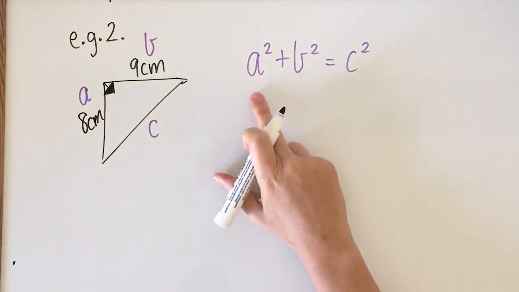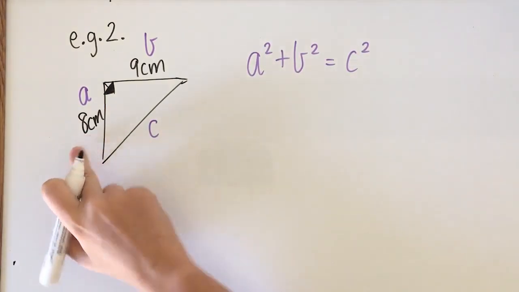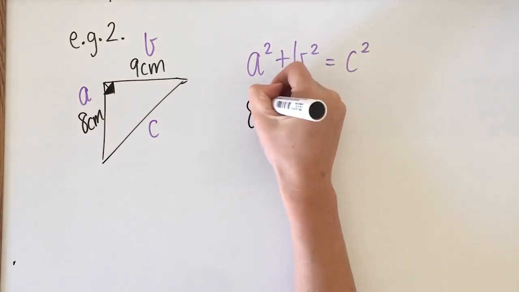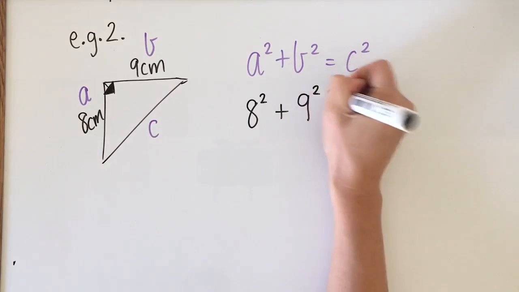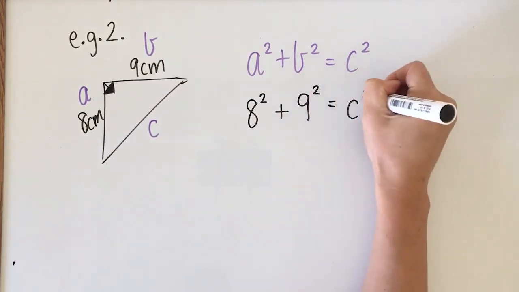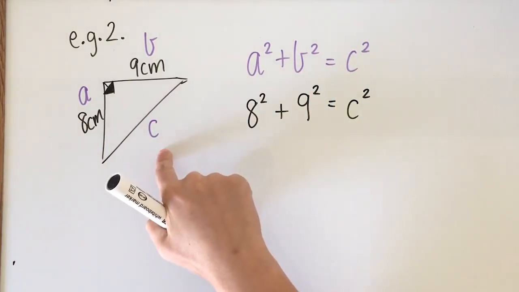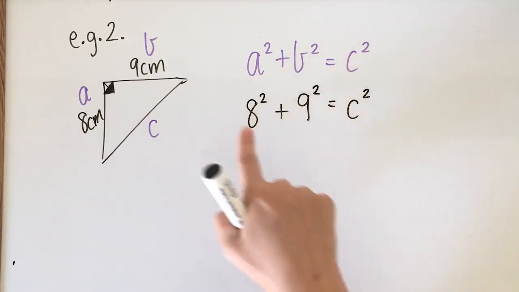Now what I'm going to do is substitute. I've decided that A is going to be 8, so I'm going to have 8 squared. I've decided B is going to be 9, so that's going to be 9 squared. And we don't know what C is, so we can't substitute that for anything just yet.